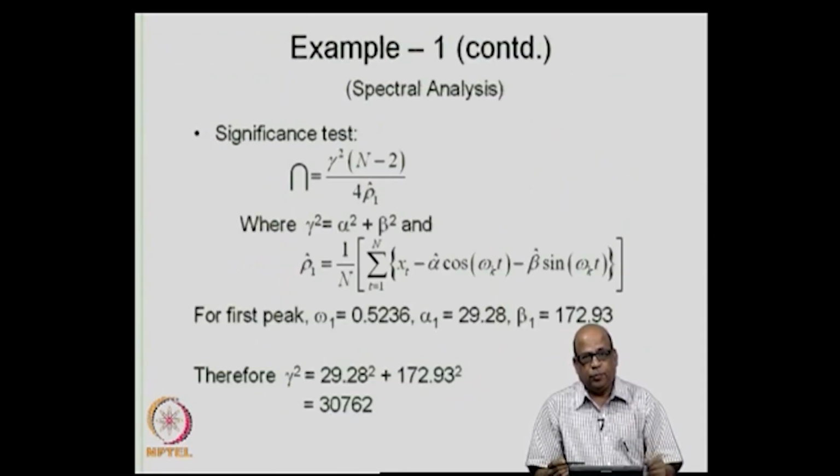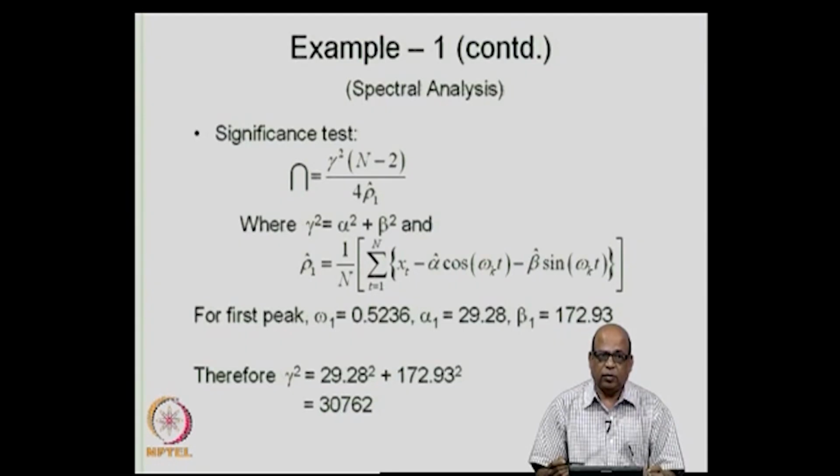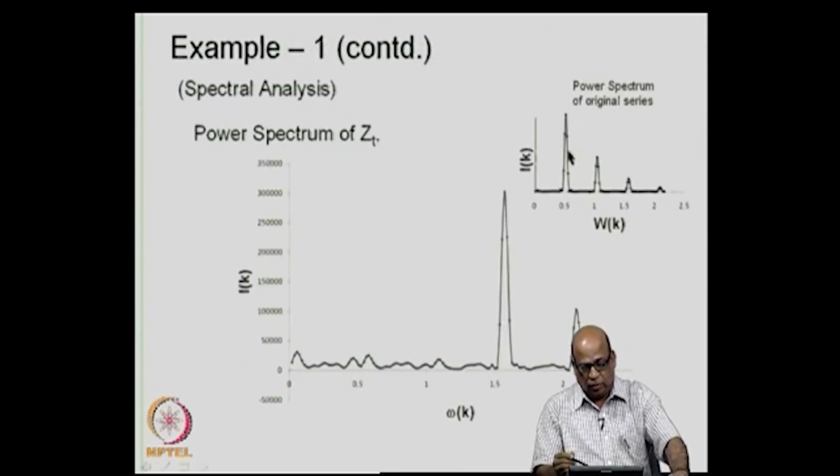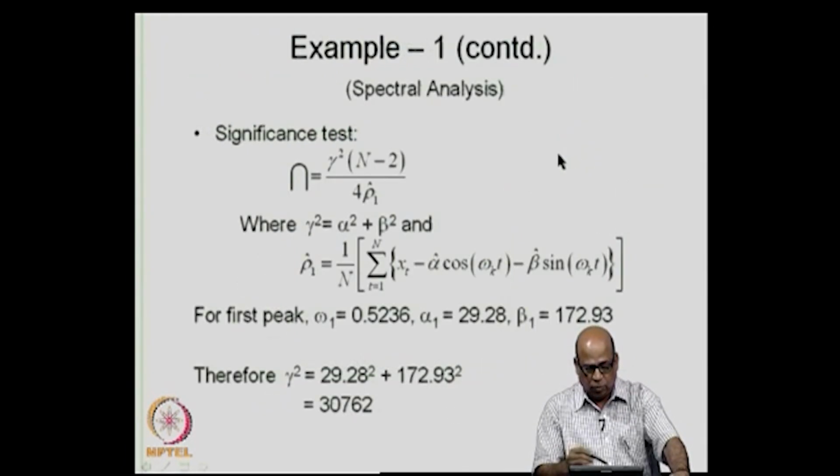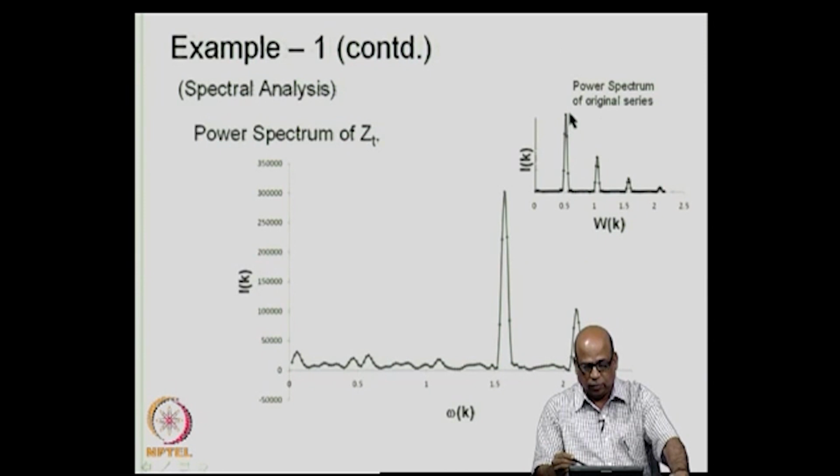So, now we will do the statistical tests to examine whether a particular periodicity is significant or not. In the original series, when we plotted the power spectrum, you had a peak corresponding to an omega value of 0.5236. We have seen that for the monthly data, this corresponds to a periodicity of 12 months, simply 2 pi by omega p. Now, we will examine whether this is statistically significant or not.